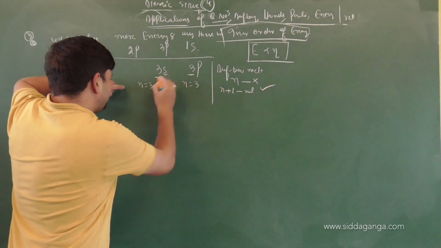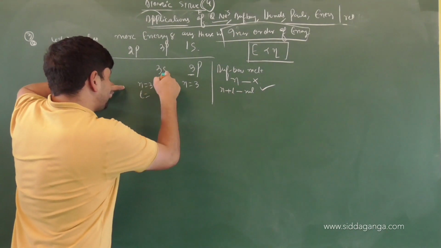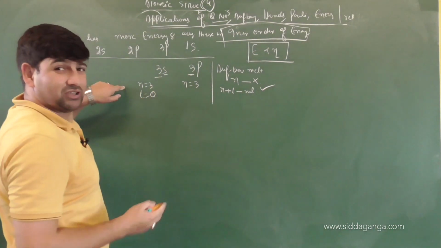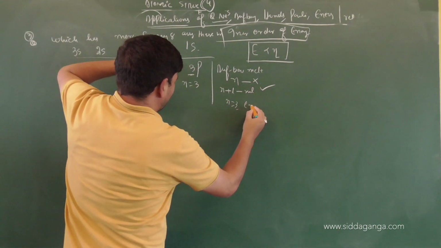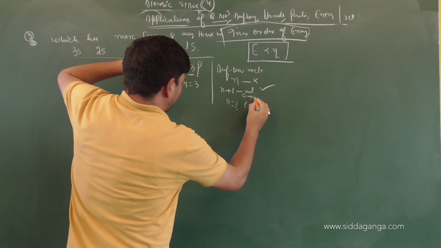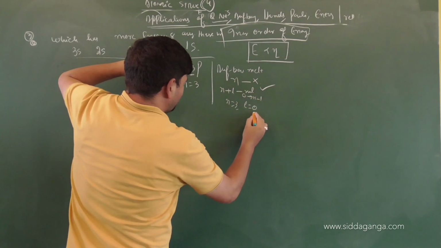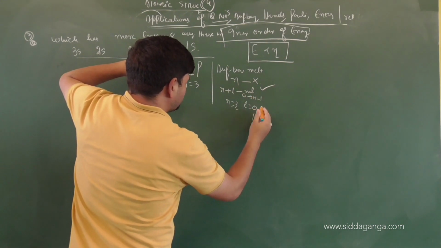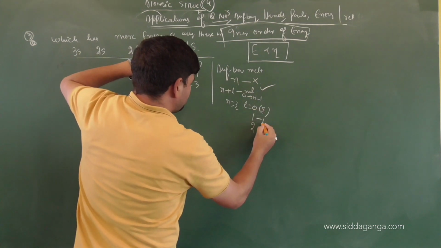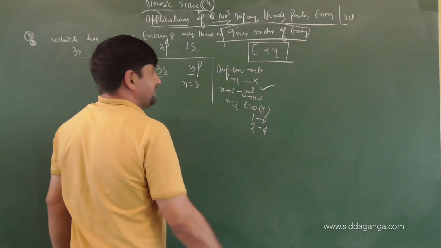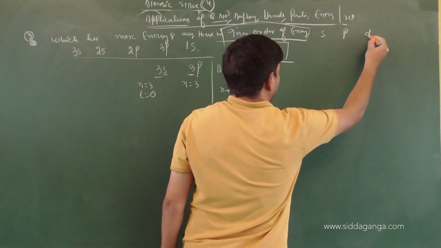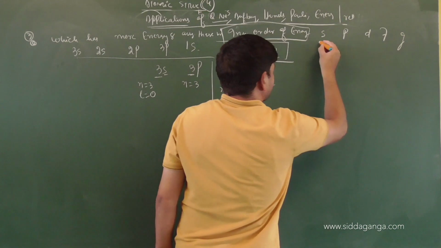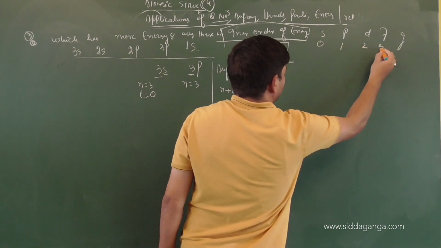3. Okay, what is the L value, children? For s, what is L? 0. Correct or not? Because when n is 3, L will be 0 to n minus 1. L will be 0, 1 and 2, correct? So the L value 0 means which one? s. This means p. This is d. Remember, if you want to get it in order, it is s, p, d, f, g: 0, 1, 2, 3, 4.